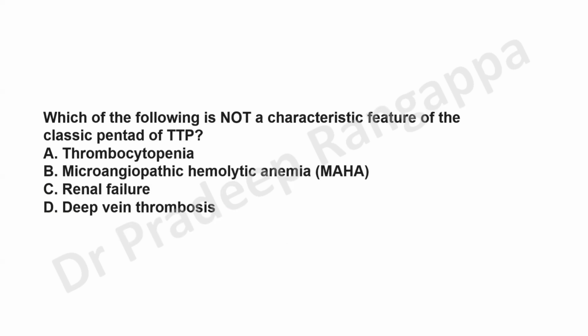Which of the following is not a characteristic feature of the classic pentad of TTP? This goes to Dr. Swati. Thrombocytopenia, microangiopathic hemolytic anemia, renal failure, deep vein thrombosis. Swati? Oh, she's got it right.